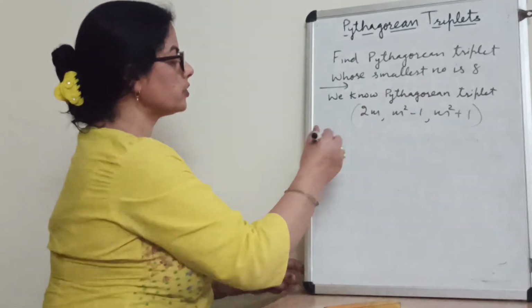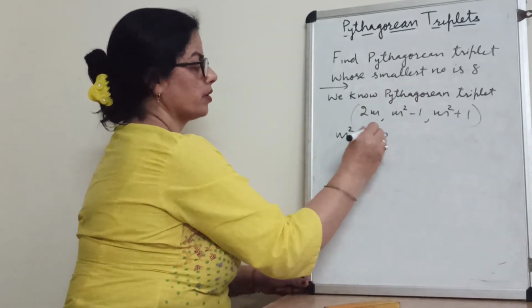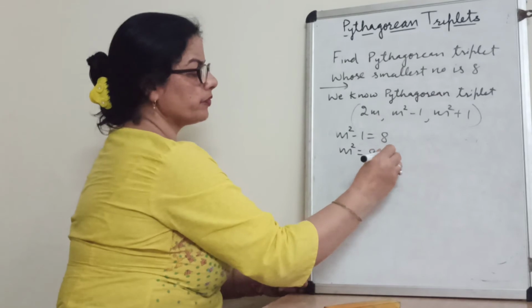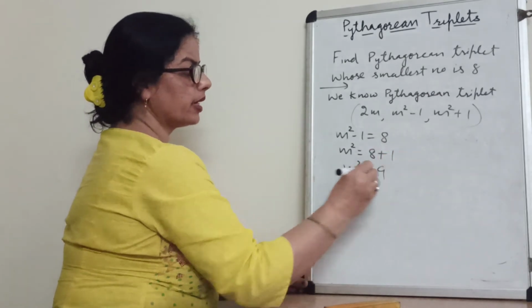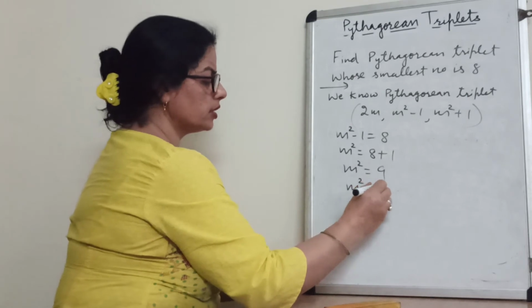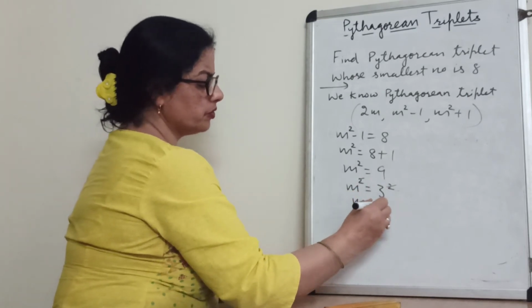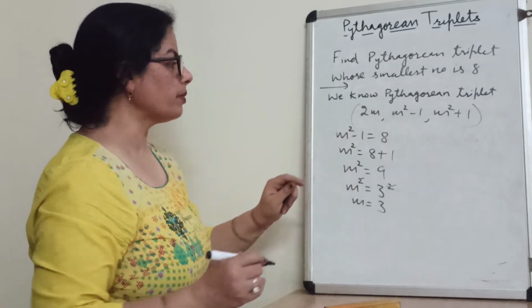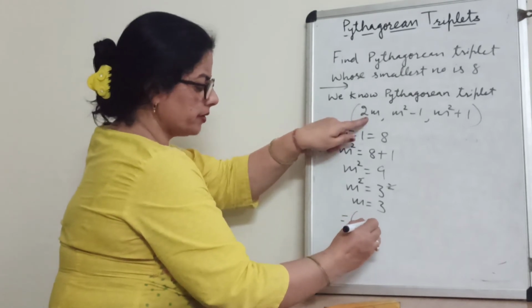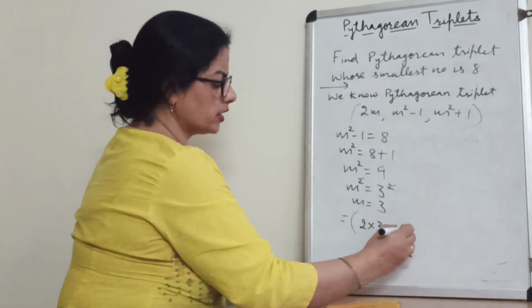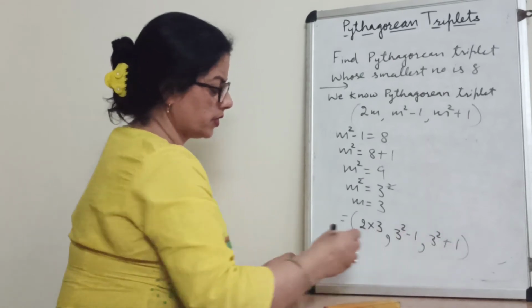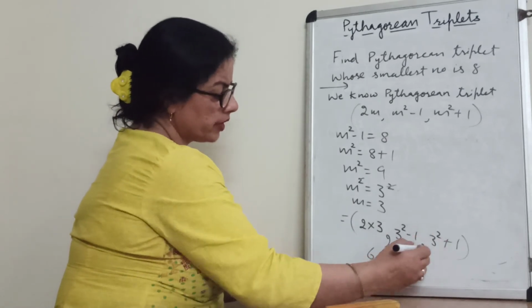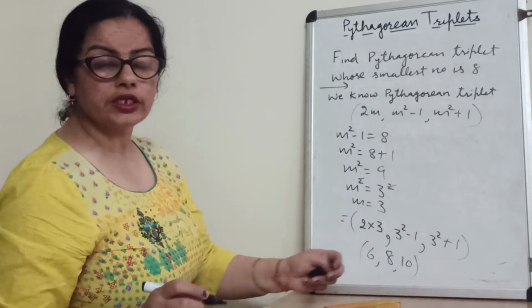So let us consider m square minus 1 is equal to 8. Now here we will find the value of m. m square is equal to 8 plus 1, which is 9. And what is 9? 9 is equal to 3 square. So m is equal to 3. Now if we put the value of m, 3, in it, see what we get: 2 times 3, 3 square minus 1, 3 square plus 1. 2 3s are 6, 3 3s are 9 minus 1 is 8, and here 10. See, 6, 8, 10 is coming.